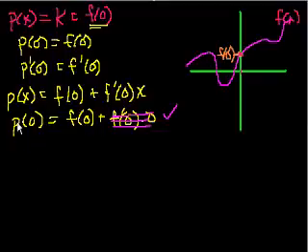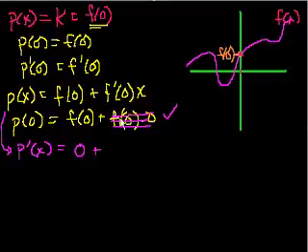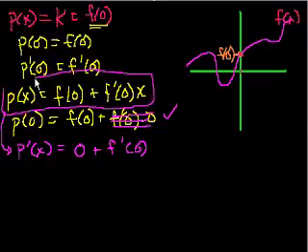Now let me confirm that their first derivatives are the same. So what's the first derivative of p? P prime of x is equal to, well, the derivative of a constant term is 0, right? Plus, and what's the derivative of an x term, of a first degree term? Well, it's just f prime of 0. So this checks out. My new polynomial that I've defined right here is equal to the function f at x is equal to 0, and its derivative is equal to the derivative of f at x is equal to 0.